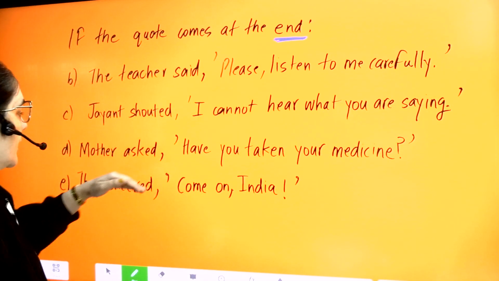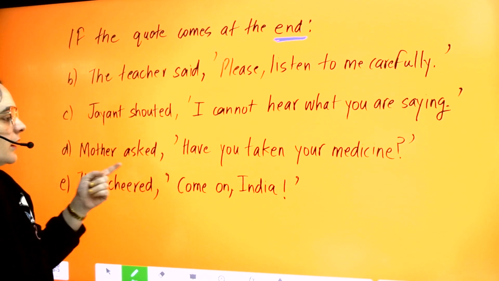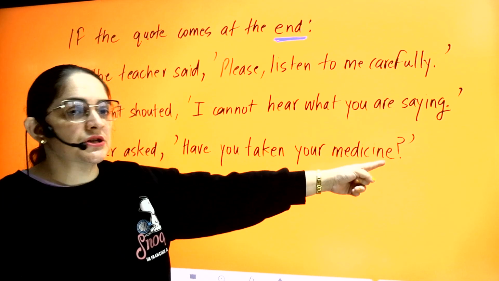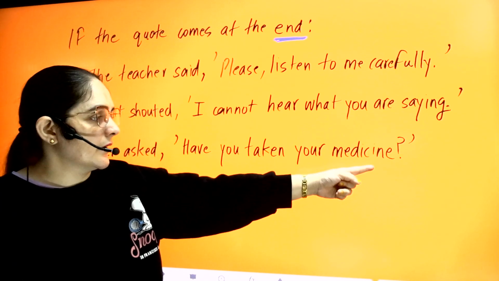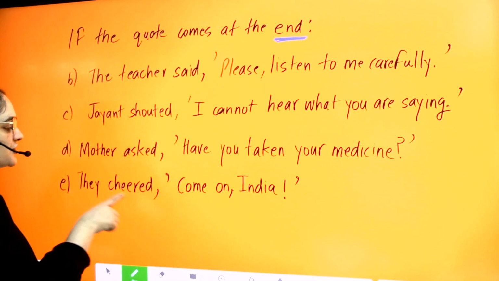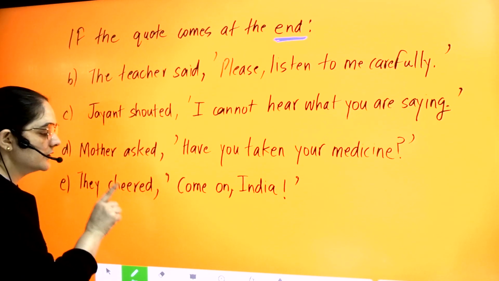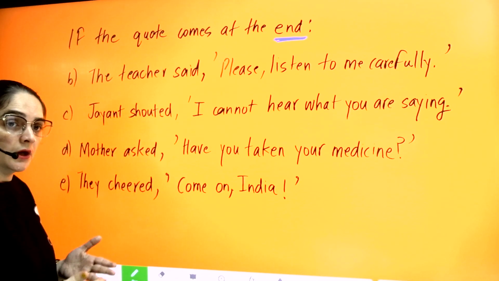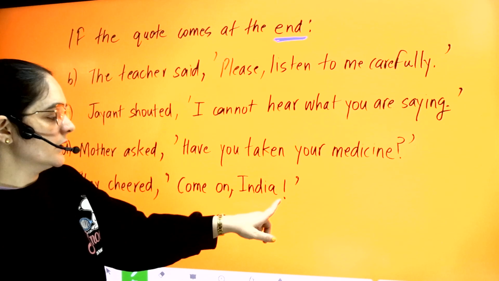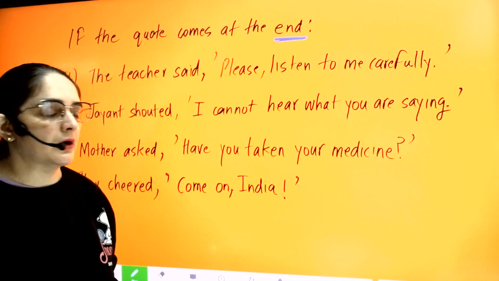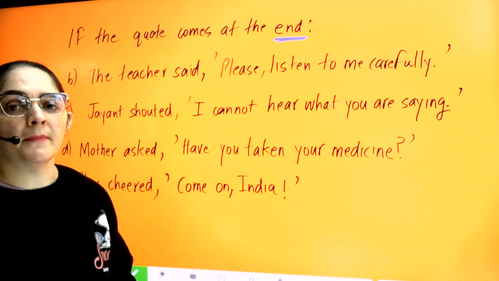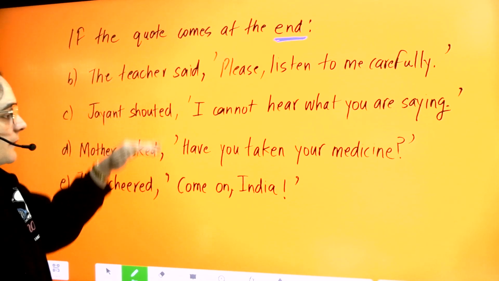Again there are two more examples. Mother asked, "Have you taken your medicine?" This one is a question, so the punctuation mark will be a question mark, and after that we put the closing quotation mark. Then, they cheered. "Cheered" is the verb of speaking. After the verb of speaking we put a comma, and then the opening quotation mark, "Come on India!" So the exclamation mark is also a valid punctuation mark, and after that comes the closing quotation mark. These are the examples.